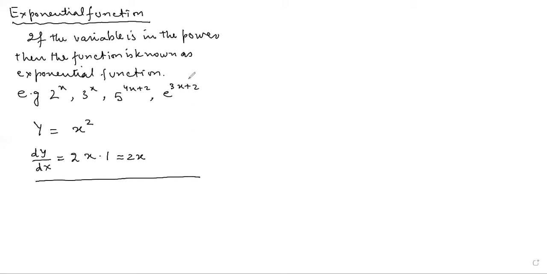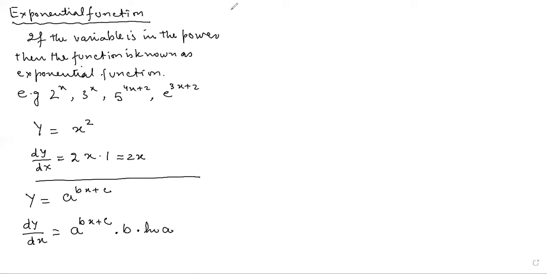Suppose that the exponential function is y equal to a raised to bx plus c. Then the differentiation of this exponential function is: write this one as it is, multiply by the derivative of the power. The derivative of bx plus c is b, multiply with the ln of the base.